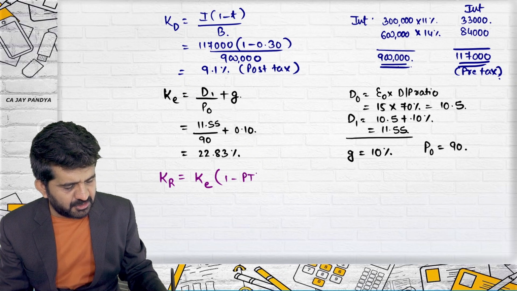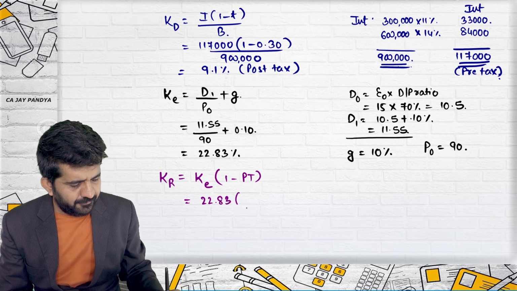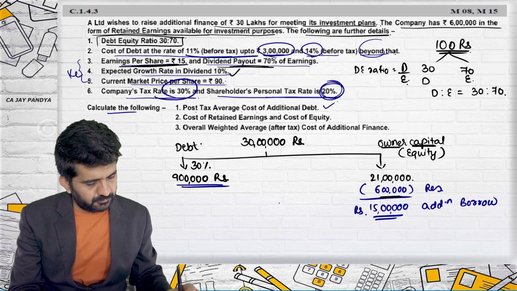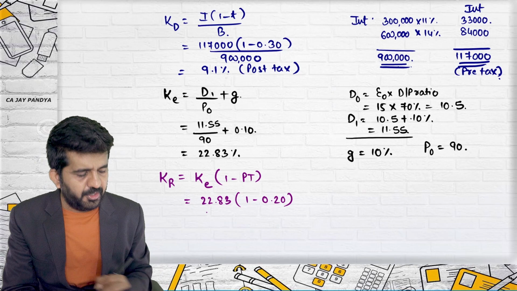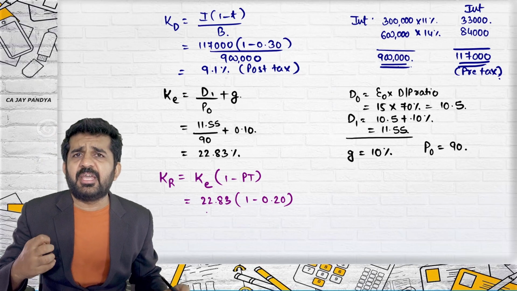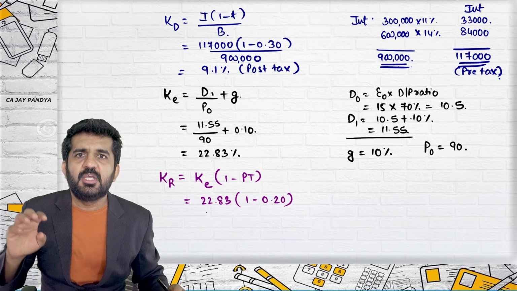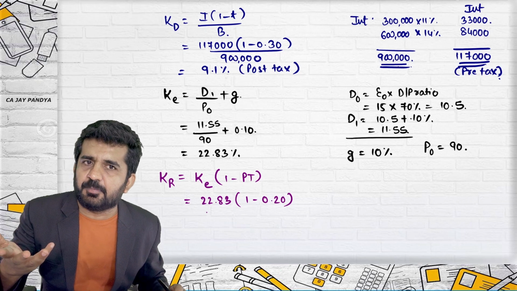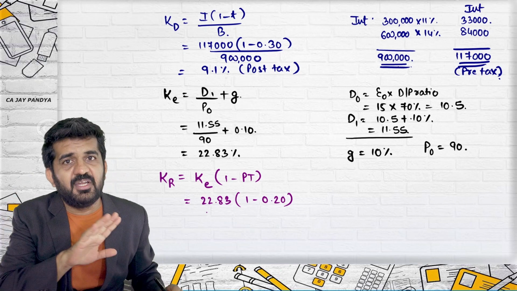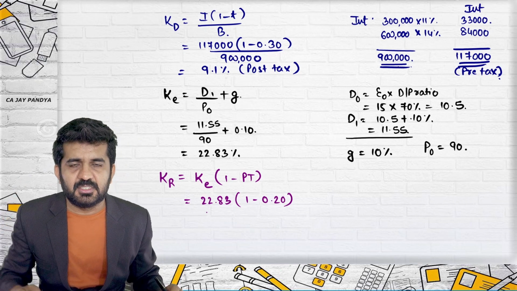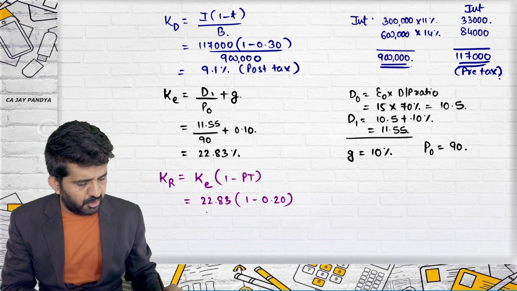It is 1 minus personal tax. So what is KE? 22.83 times 1 minus the personal tax rate of 20%. It is 1 minus 0.20. See, sometimes they ignore this personal tax. What I believe as a student, what you should do is, whenever personal tax is given, you should consider it. Whenever personal tax is not given, you should not consider it. But when it is given, never ignore it. You will find in the answers that personal tax has been ignored, but when it is given, it is advisable not to ignore it.